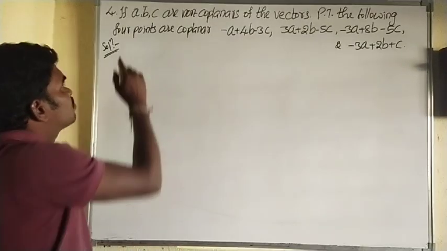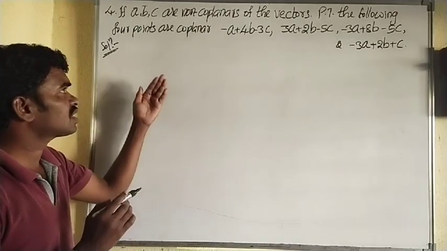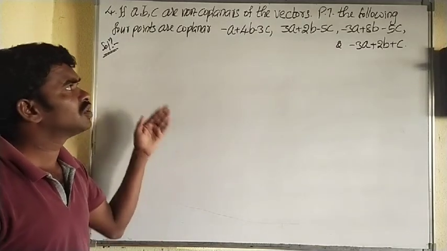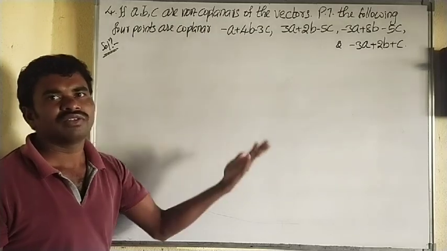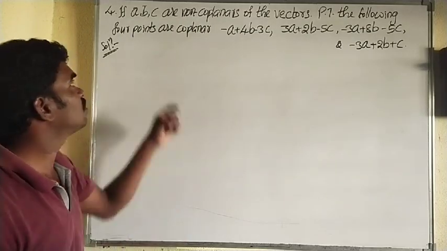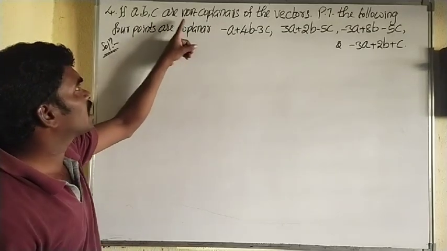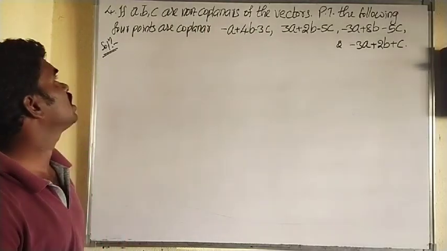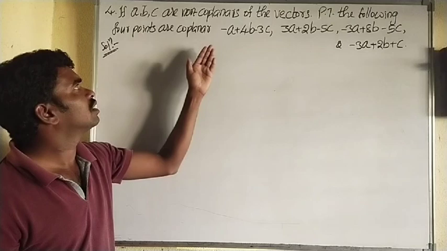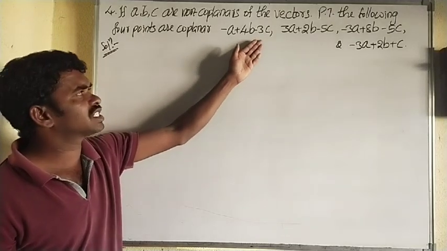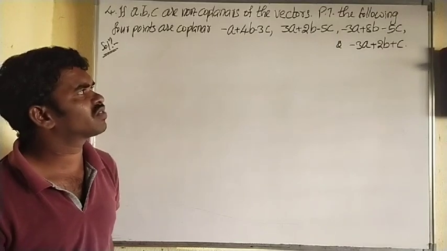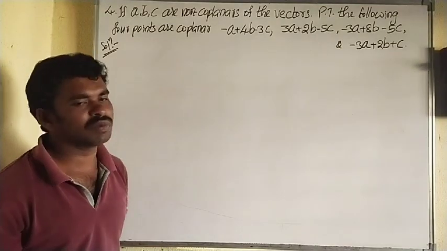This is a very important question. We have 3 questions of the same type next, so listen carefully, then we can easily write the remaining 2 also. If a, b, c are non-coplanar vectors, prove that the following 4 points are coplanar: minus a plus 4b minus 3c, 3a plus 2b minus 5c, minus 3a plus 8b minus 5c, and minus 3a plus 2b plus c.